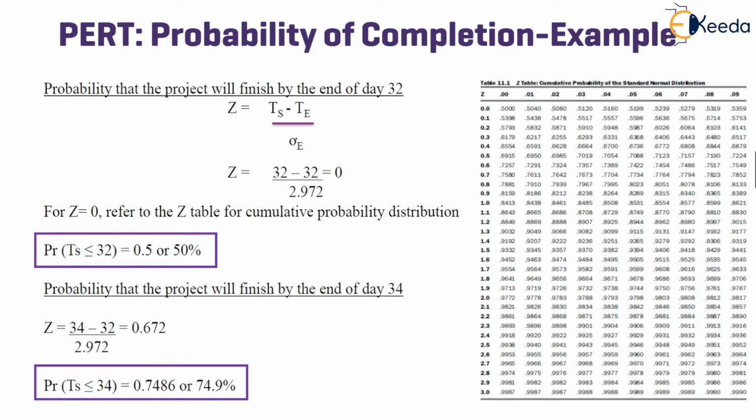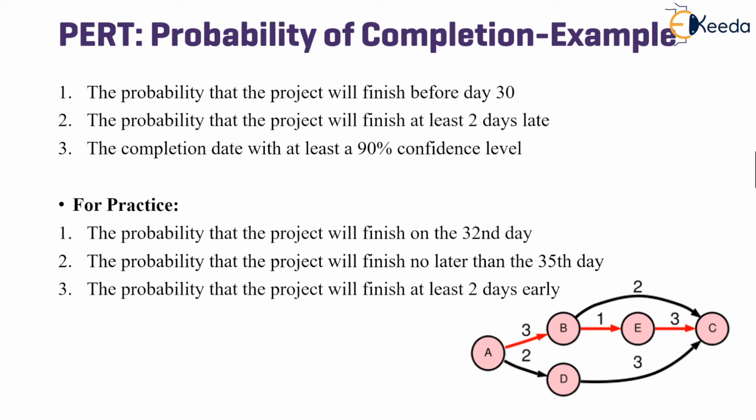Next, the probability that the project will finish by the end of day 34 is given by the following formula, that is equal to 34 minus 32 divided by 2.972, which we get 0.672. Now this value can be traced in the Z table, and it comes to about 0.7486 or 74.9%. Therefore, the solution is there is a 74.9% probability that the project will finish by end of day 34.